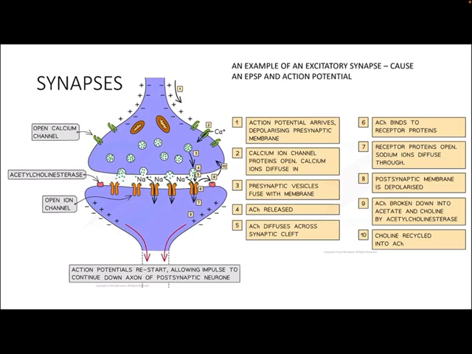The acetylcholine diffuses across the synaptic cleft and binds to receptor proteins on the postsynaptic membrane. This will then cause the sodium ion channels to open in the postsynaptic neuron, and again, once minus 55 millivolts has been reached, the threshold value, then we're getting that all or nothing response where depolarization occurs and our action potential propagates along the postsynaptic neuron. So this is an example of an excitatory synapse, which will cause an EPSP, excitatory postsynaptic potential, which can lead then to an action potential.